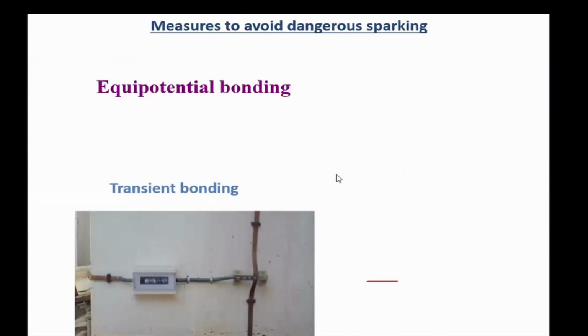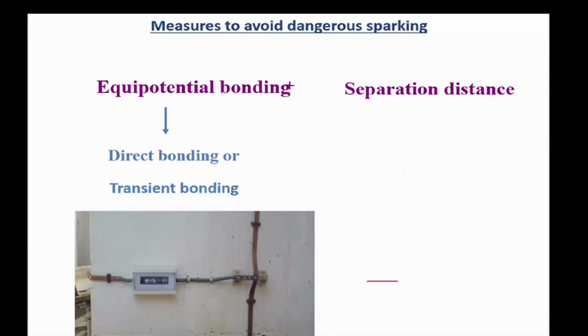And then we come to equipotential bonding. Equipotential bonding can be either direct bonding or transient bonding. What do you mean by direct bonding? In order to avoid arcing between the lightning protection system and any other metallic part, you have to connect them directly so that the current will flow through the connecting wire.